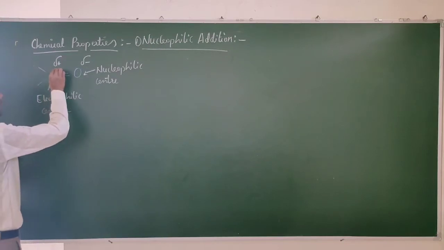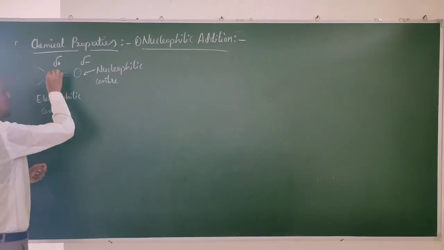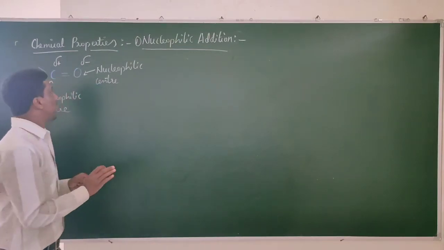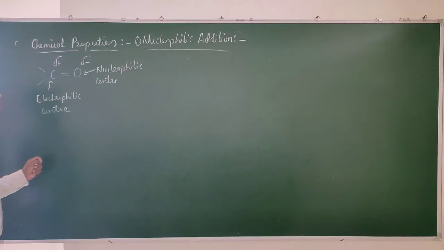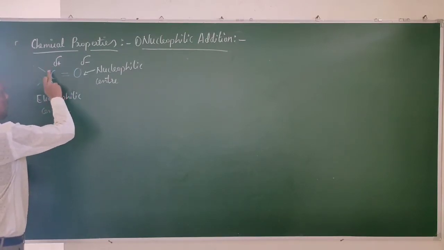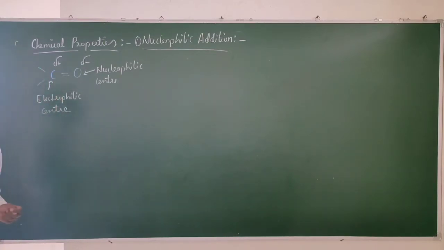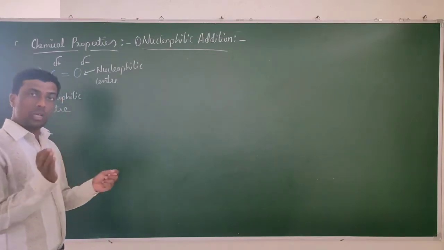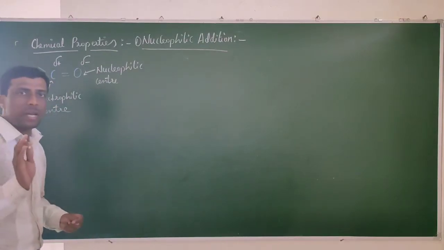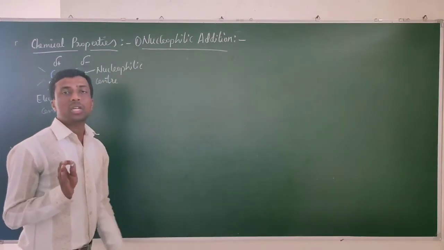Therefore, on this carbon, any negatively charged species can attack. On this oxygen, any positively charged species will attack. Here, because of the electrophilic center on the carbonyl carbon, both aldehydes as well as ketones are applicable, because both have the carbonyl group. The aldehydes as well as ketones undergo nucleophilic addition reaction.